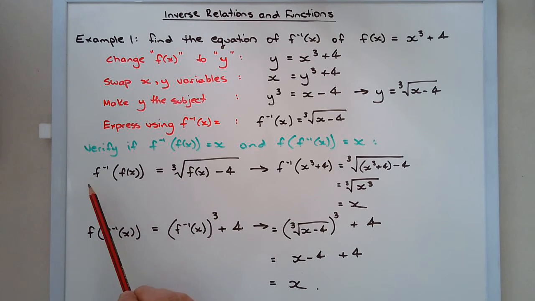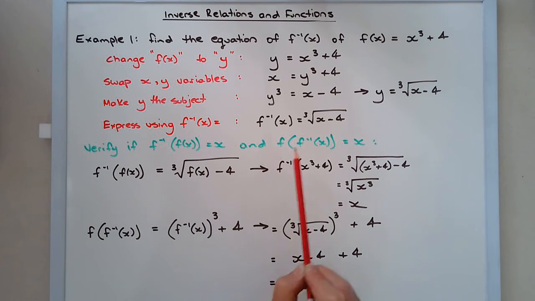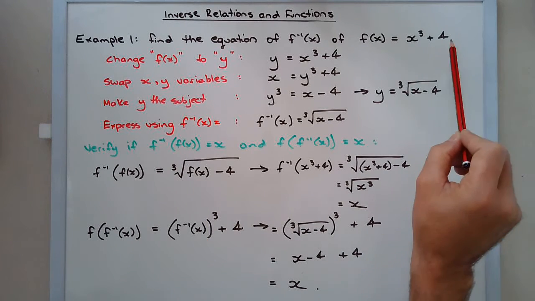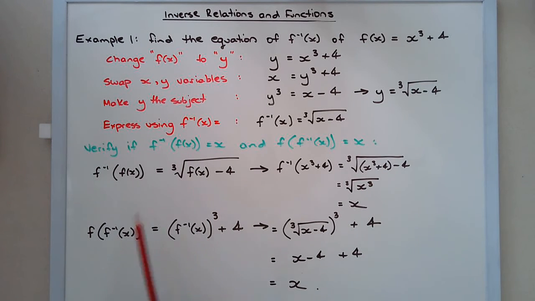So the inverse function of f of x is the cube root of f of x minus 4. I'm just replacing the x with f of x, and f of x is x cubed plus 4. So substituting that for f of x, we get this. Okay, so the cube root of x cubed plus 4 minus 4, expanding the brackets, the plus 4 and the minus 4 cancel. We have cube root of x cubed, and that gives us x. So that certainly works there.